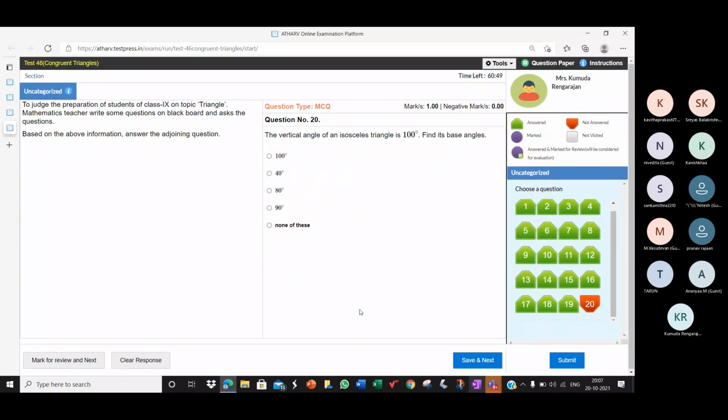The vertical angle of an isosceles triangle is 100 degrees. Find the base angles. Each base angle is 40 degrees, ma'am. So 180 minus 100 is 80. 80 by 2, 40 degrees.